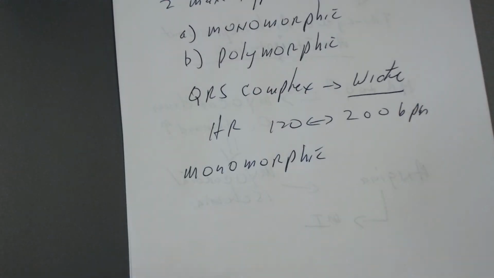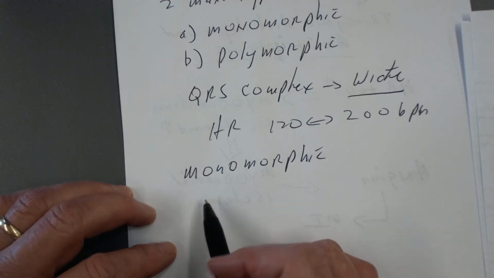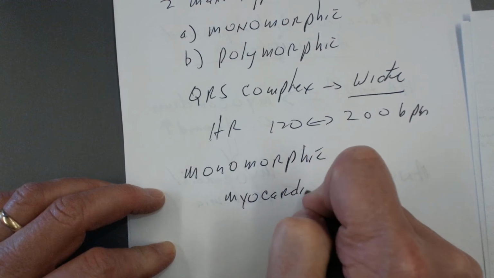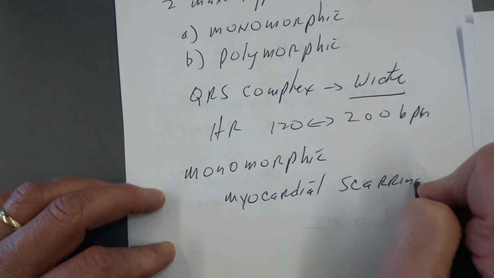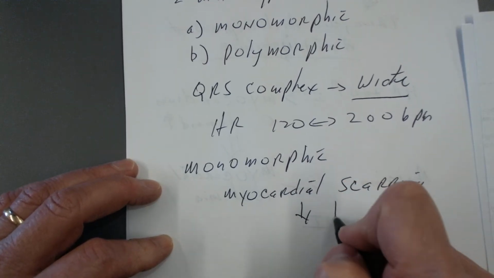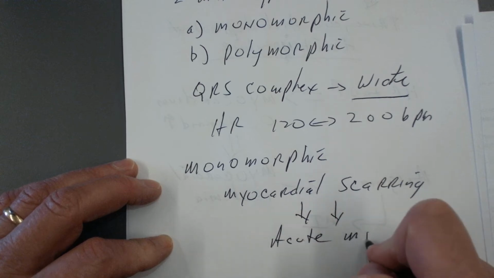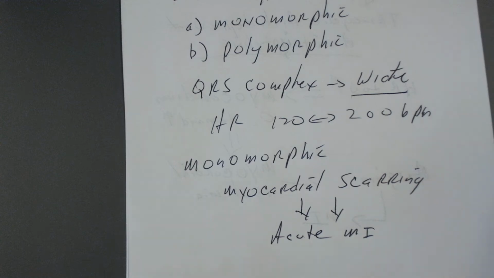And monomorphic tachycardias are usually a complication of myocardial scarring. That usually resulted from an acute myocardial infarction. So those are your monomorphic ventricular tachycardias.